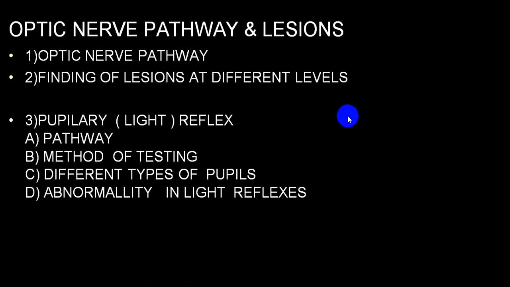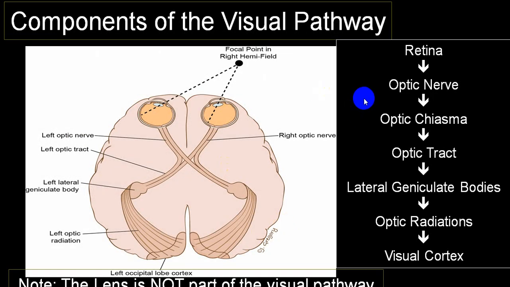So we'll be talking today at present of the optic nerve pathway and finding of lesions at different levels. While the pupillary reflex pathway method, different types of pupillary reflexes, different varieties of pupil and pupillary reflexes, abnormality in light reflexes, etc. will be discussed in part 3. So the impulse will travel from retina to optic nerve, etc.